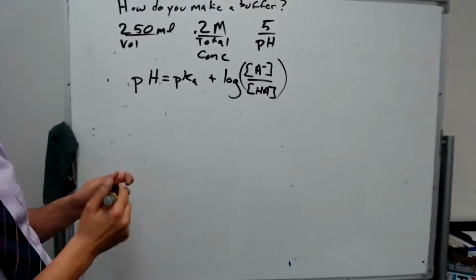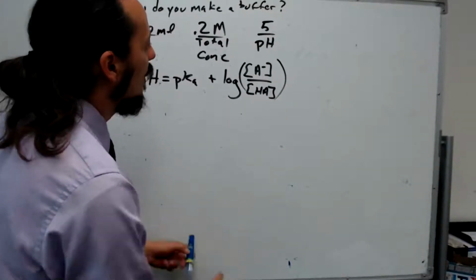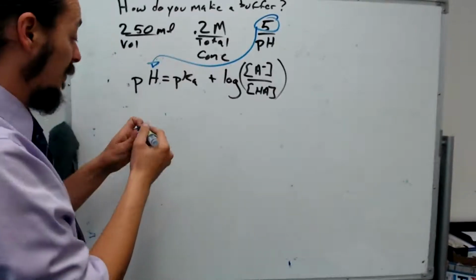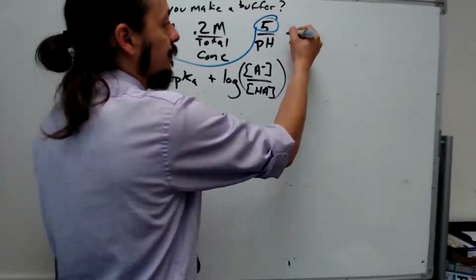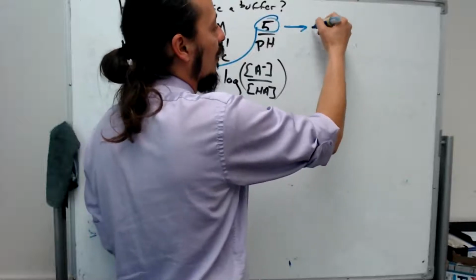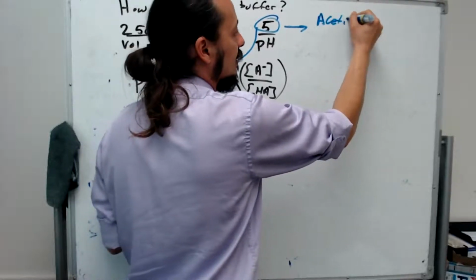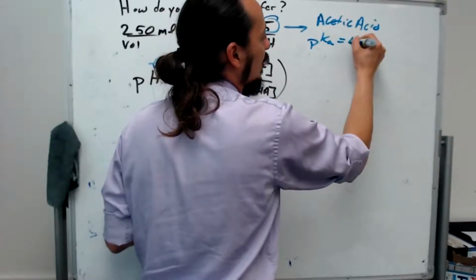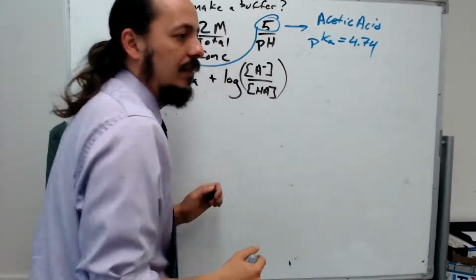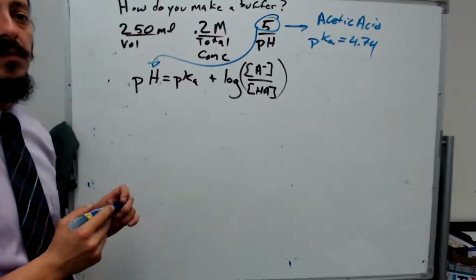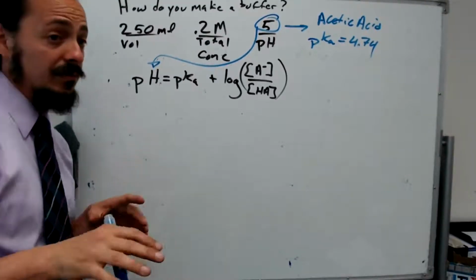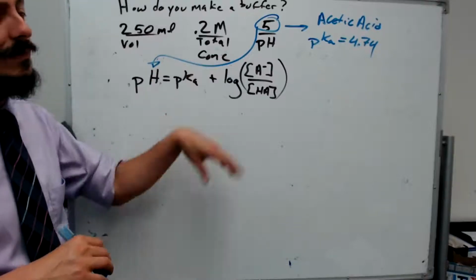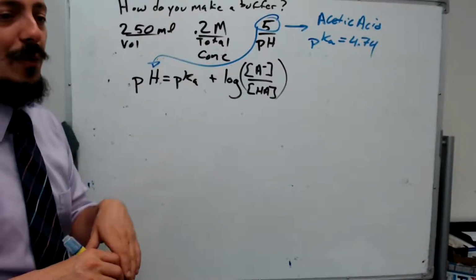So this has information that's useful in it, right? We've got our pH is 5. Since our pH is 5, we know we are going to use acetic acid with a pKa equals 4.74. How do I know that? You took the negative log of the Ka. Yeah, because I've been doing this too much, I just know the pKa's for these.